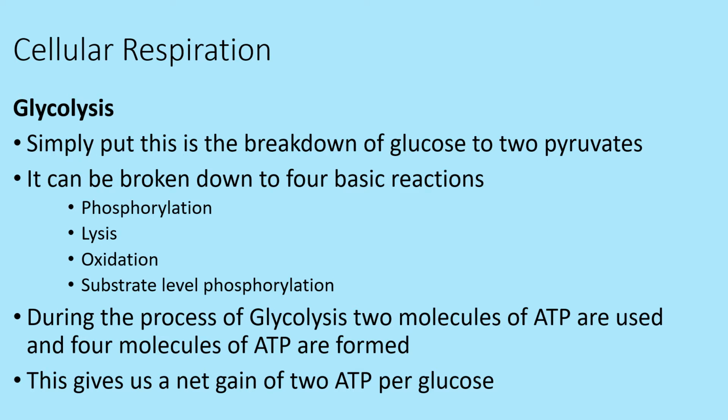So simply put, this is the breakdown of glucose into two pyruvates. Glucose is a 6-carbon molecule, whereas pyruvate is a 3-carbon molecule. And there are 4 basic reactions involved in the glycolysis reaction. We have phosphorylation, lysis, oxidation, and substrate level phosphorylation.